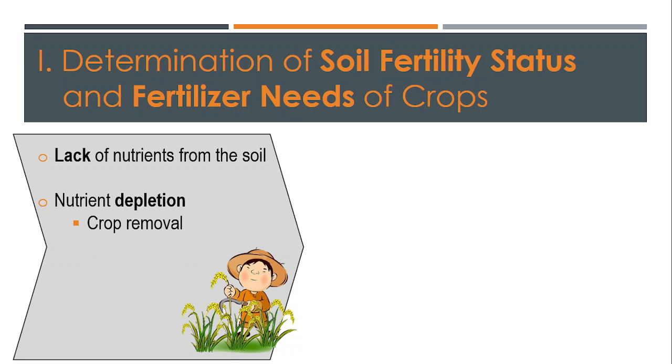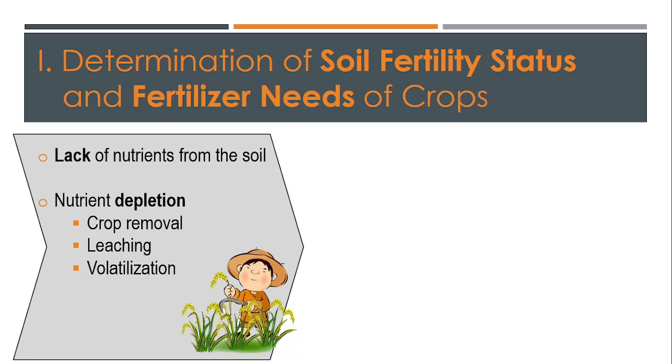One is crop removal. This is due to the absorption and consumption of nutrients by our plants. So, from the perspective of the soil, kung inabsorb ng plants yung nutrients, it is also already considered a loss. The next one is leaching. Ito naman, it is mainly due to the downward movement of water. So, as water goes down the soil profile, it carries away nutrients from the topsoil going to the deeper horizons and to the water table.